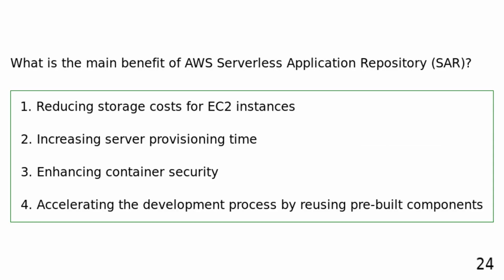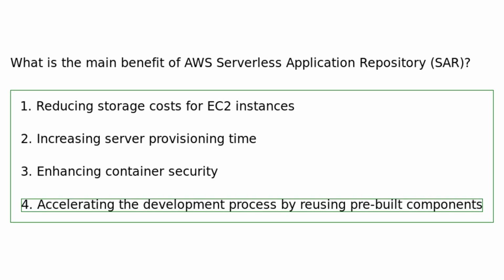What is the main benefit of AWS Serverless Application Repository? Reducing storage costs for EC2 instances. Increasing server provisioning time. Enhancing container security. Accelerating the development process by reusing pre-built components. The main benefit of AWS Serverless Application Repository is accelerating the development process by reusing pre-built components.